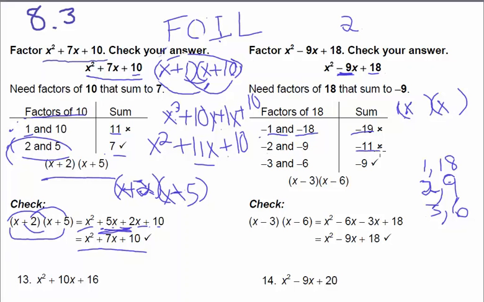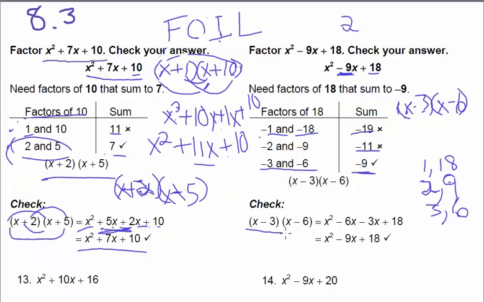And then finally, if I did negative 3 times a negative 6, I would get a positive 18. And if I add negative 3 plus negative 6, I do indeed get the negative 9 that I wanted. So then, because they're both negative, I'll put a minus 3 in my parentheses and a minus 6 in my parentheses. And then the last step, of course, is to check it.